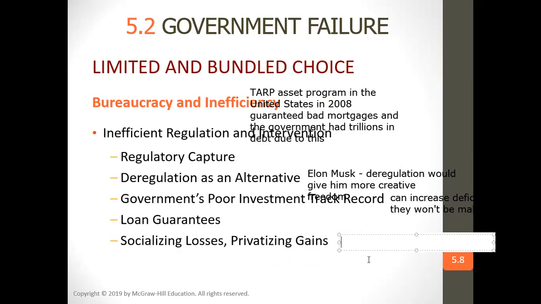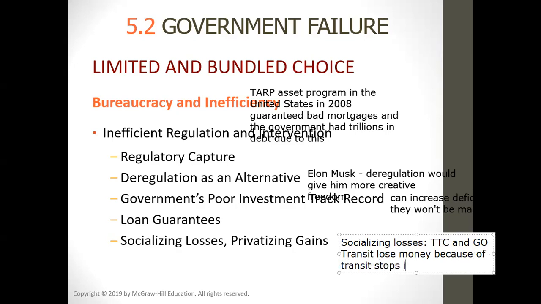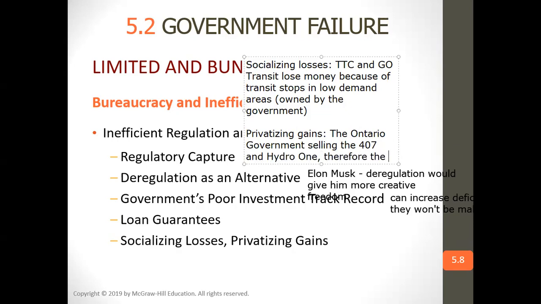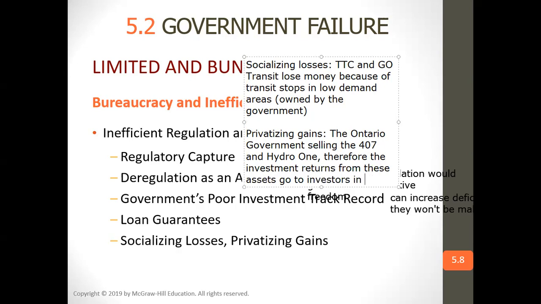And then socializing losses, privatizing gains. So socializing losses: TTC and GO Transit lose money because of transit stops in low demand areas owned by the government. And then privatizing gains: the Ontario government selling the 407 and Hydro One. Therefore, the investment returns from these assets go to investors instead of the government. So that's not a good thing for the government because they have less money coming in, so they can't pay off the debt.